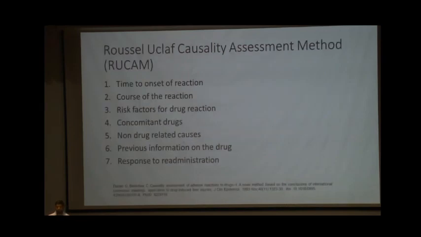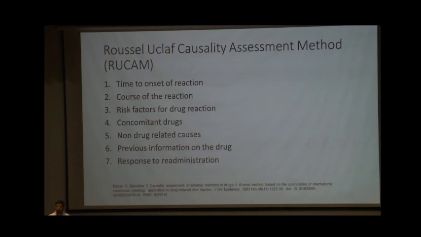A score was developed, the RUCAM score, in 1993, and it has 7 criteria. These include time to onset of drug reaction, course of the reaction after stoppage of the drug, and risk factors of the reaction, which include age, pregnancy, and alcohol, which have been omitted in the recent RECAM score. Then concomitant drug administration. In the recent RECAM score, this has been omitted, and the RECAM score has been developed for a particular drug, so it has to be calculated for each and every drug.